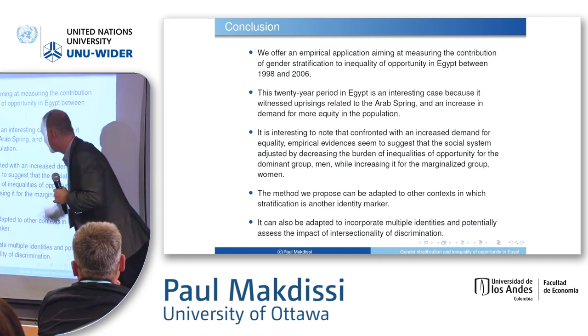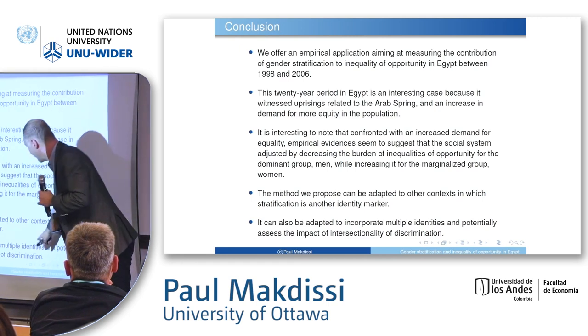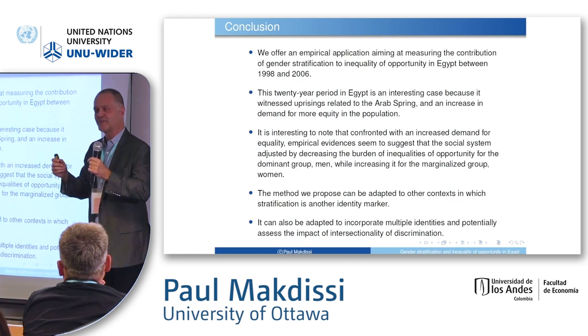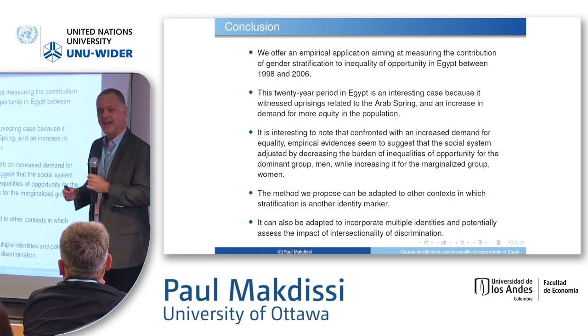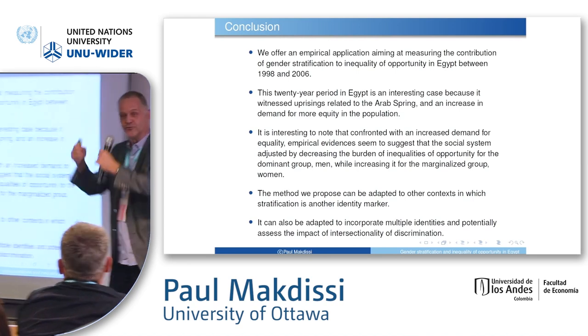And of course, this can be applied to any other identity marker if you have the right data. And if you have many identity markers with a good data set with enough observations, you may want to look at the intersection of these identities, so race and gender together.